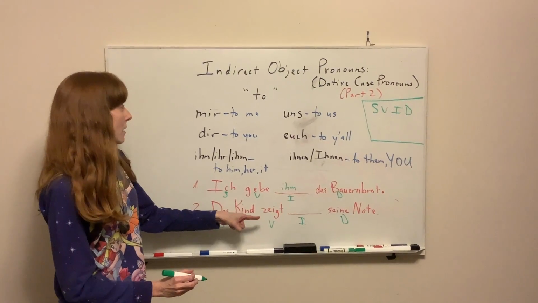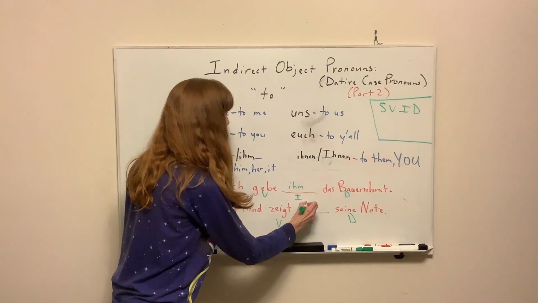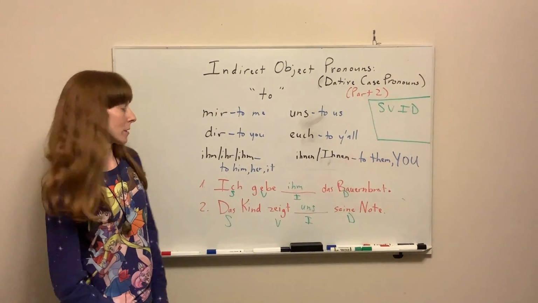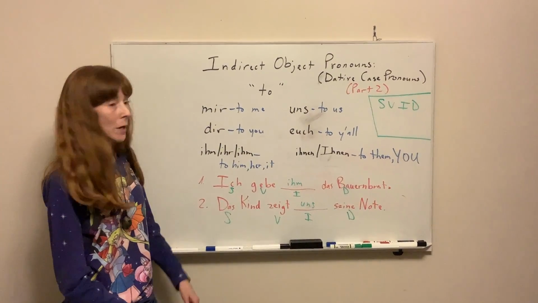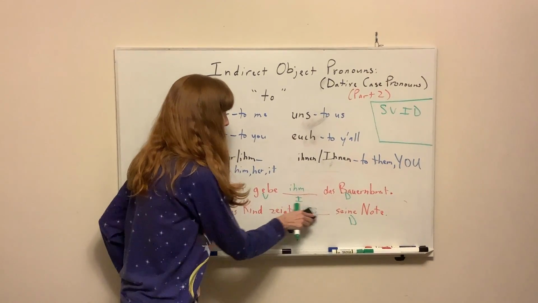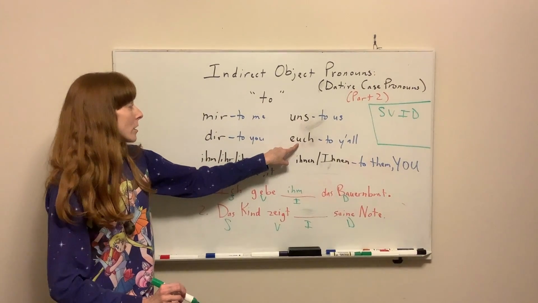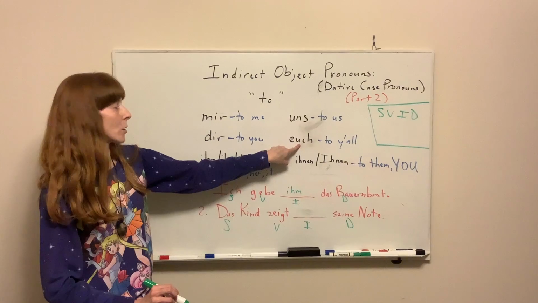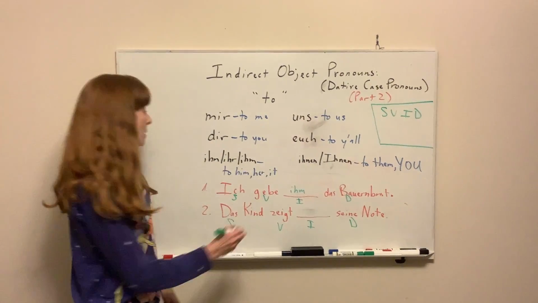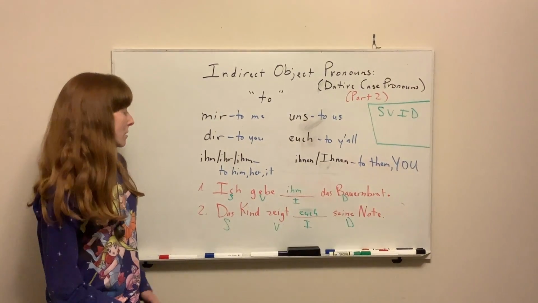Das Kind zeigt uns, shows to us. Das Kind zeigt uns seine Note. Maybe he's going to show it to you guys watching the video. In that case, since I'm assuming more than one person is going to watch this video, I'm going to go with euch. I'm going to pretend like we know every one of you personally. Das Kind zeigt euch seine Note.